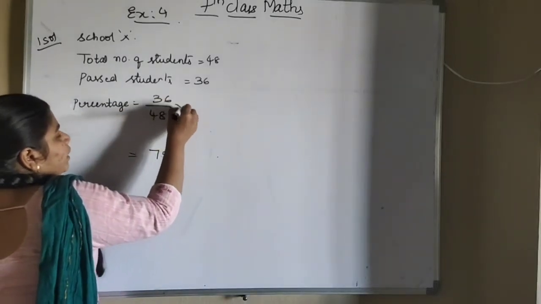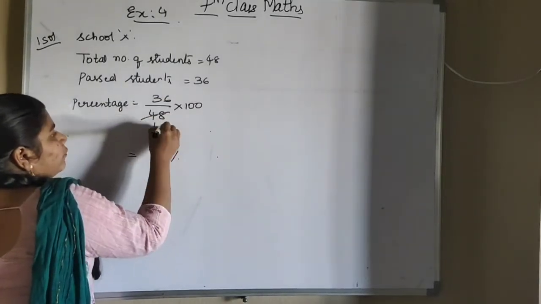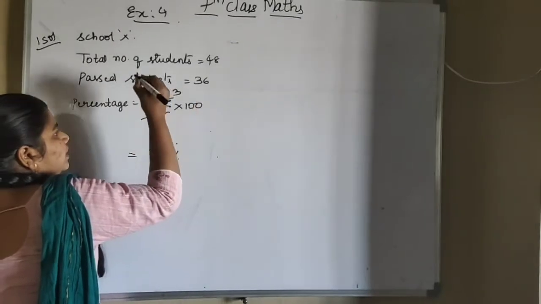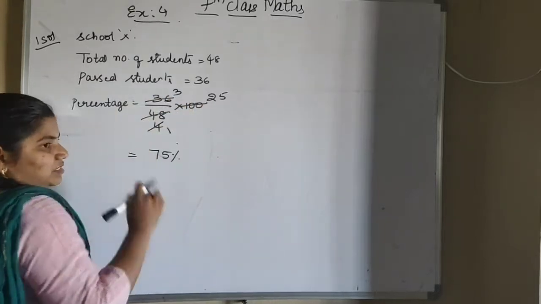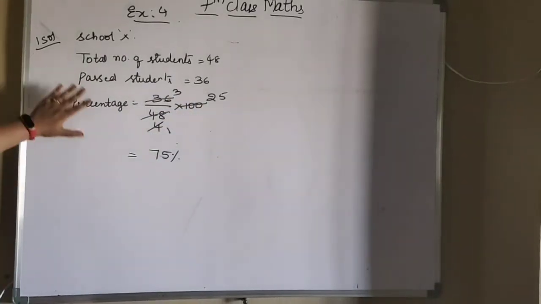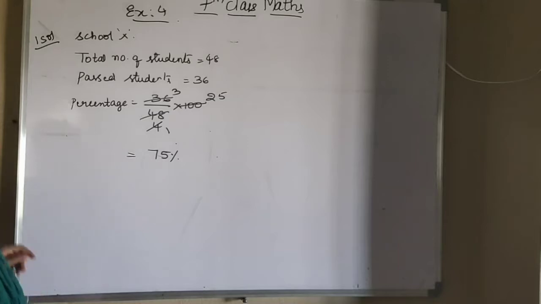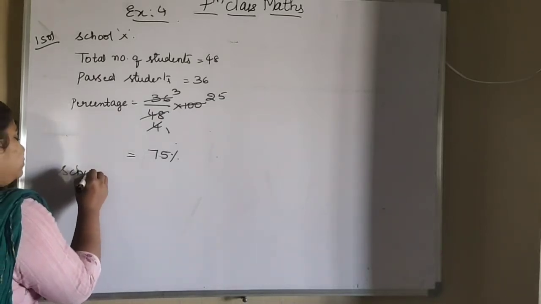36 by 48 into 100. 12 fours are, 12 threes are, 4 ones are, 4 25s are. 25 threes are 75. So we got the school X percentage as 75%. Now about school Y.